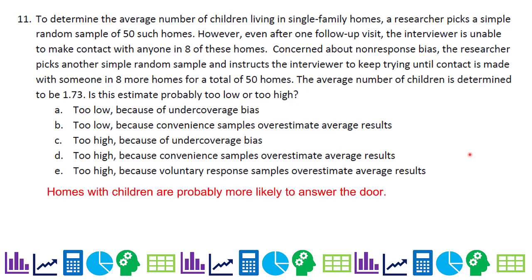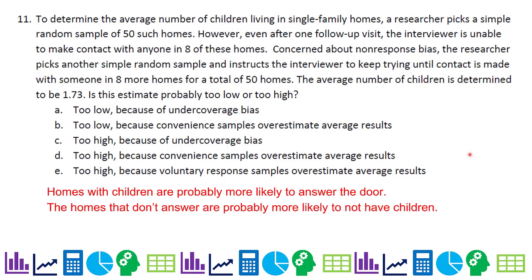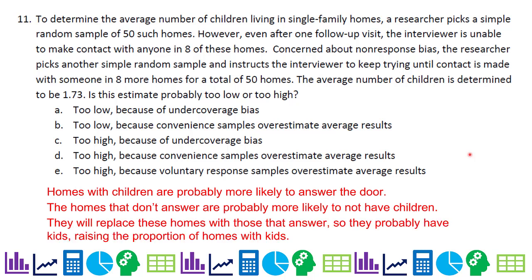So we're going to say homes with children are probably more likely to answer the door. They're probably home more, they're not out as much, and the homes that don't answer are probably more likely not to have children. So the homes that didn't respond, well, they're going to replace those homes that didn't respond with homes that do respond, which means they're probably going to have a little bit too many homes with kids. So it's going to be too high because of undercoverage bias.